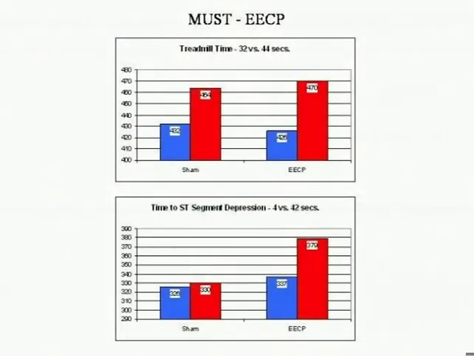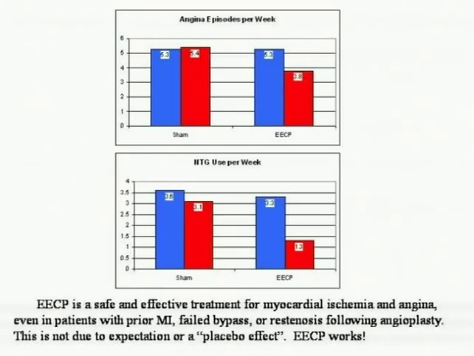Treadmill time did improve in both groups. There was a placebo or a training effect. It improved 32 seconds with sham therapy that was not statistically significant. It improved a little bit more, 44 seconds, with real therapy that was statistically significant. Time to ST depression, a more objective marker, did not change with sham therapy. It improved by 42 seconds with ECP. Angina episodes per week did not change with sham therapy, fell from 5.3 to 3.8 with real therapy. Nitroglycerin use per week did not change significantly with sham therapy, fell from 3.3 to 1.3 with real ECP.